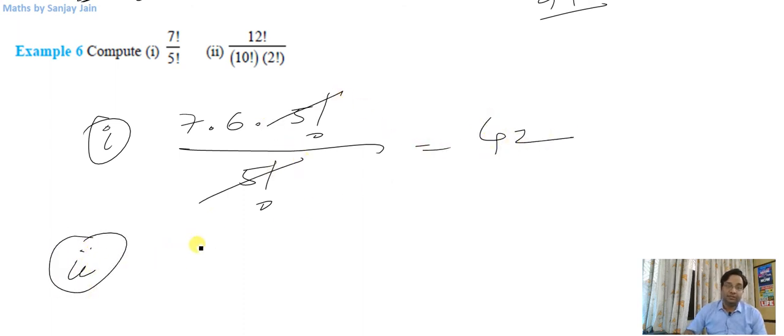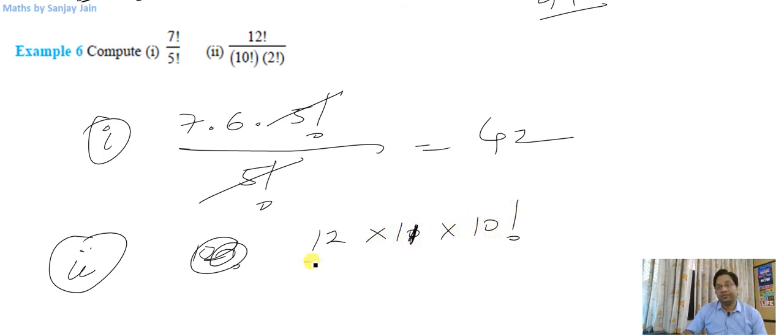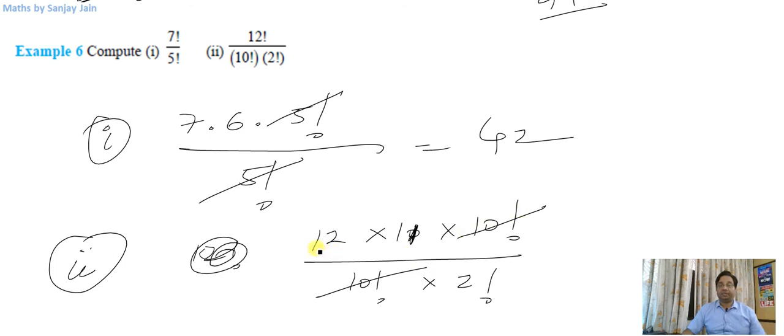Second part, 12 factorial by 10 factorial into 2 factorial. So I'll write 12 factorial as 12 into 11 into 10 factorial, and it is to be divided by 10 factorial into 2 factorial. So 10 factorial is cancelled simply. This is 12 into 11 in the numerator, and in the denominator 2 factorial is nothing but 2. So this will give you 6. So 66 will be your answer.